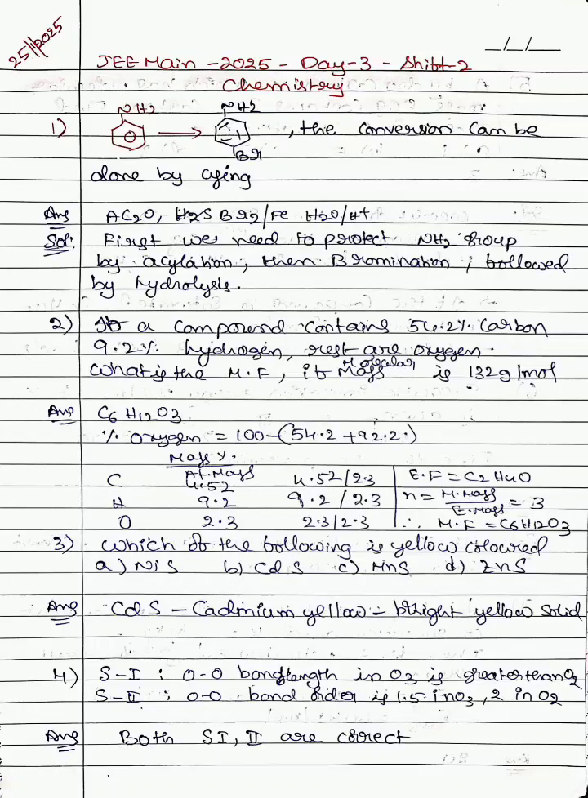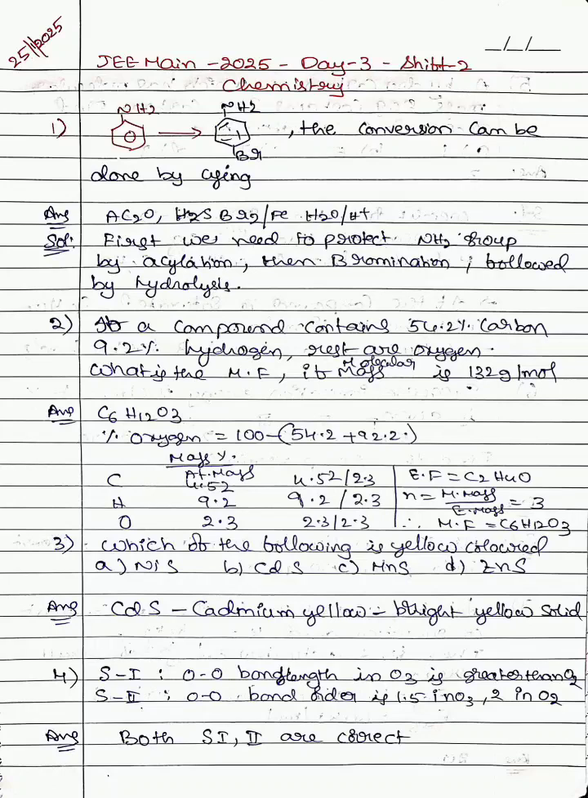Second one, if a compound contains 54.2% carbon, 9.2% hydrogen and the rest is oxygen, what is the molecular formula, if the molecular mass is 132 gram per mole. It's a basic question. In fact, it is an IPE question, where in the first year we use a table to calculate the molecular formula. So here is the solution, where we are getting the empirical formula as C2H4O. n we can calculate by molecular mass divided by empirical mass, which is 3. So C6H12O3 is the answer.